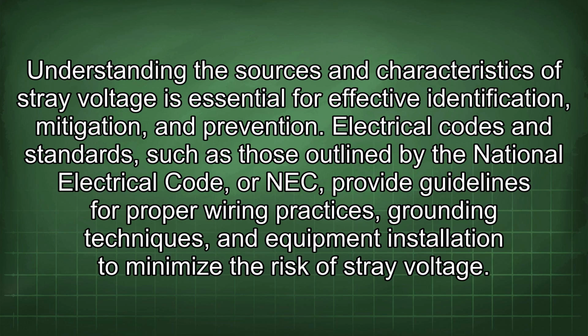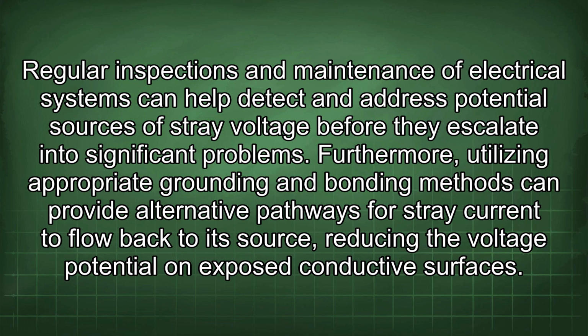Electrical codes and standards, such as those outlined by the National Electrical Code, or NEC, provide guidelines for proper wiring practices, grounding techniques, and equipment installation to minimize the risk of stray voltage. Regular inspections and maintenance of electrical systems can help detect and address potential sources of stray voltage before they escalate into significant problems. Furthermore, utilizing appropriate grounding and bonding methods can provide alternative pathways for stray current to flow back to its source, reducing the voltage potential on exposed conductive surfaces.